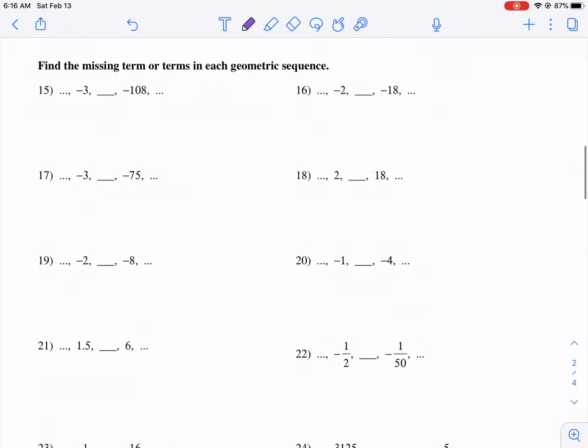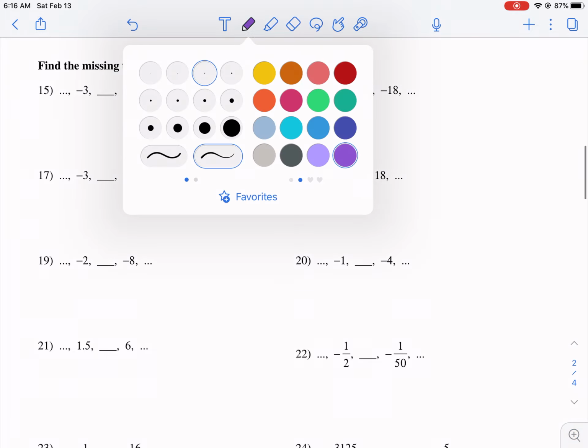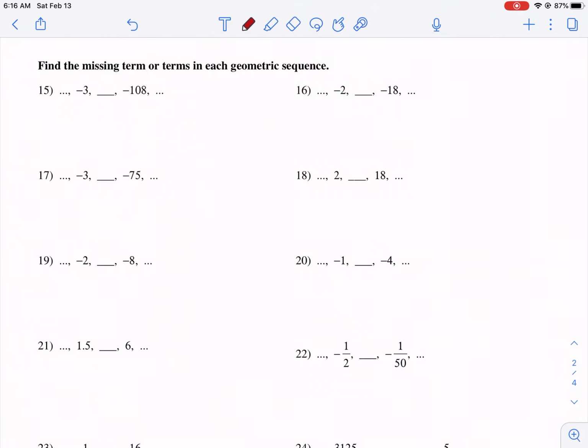What do I mean by that? Well, arithmetic means is a sequence which we add a number each time. So 2, 4, 6, 8. This was arithmetic because we add 2. 2 plus 2 is 4, plus 2 is 6, plus 2 is 8.